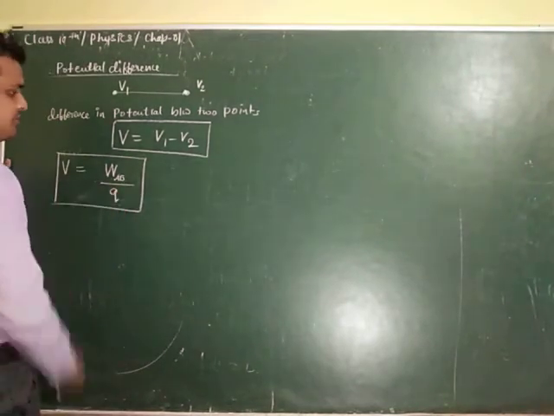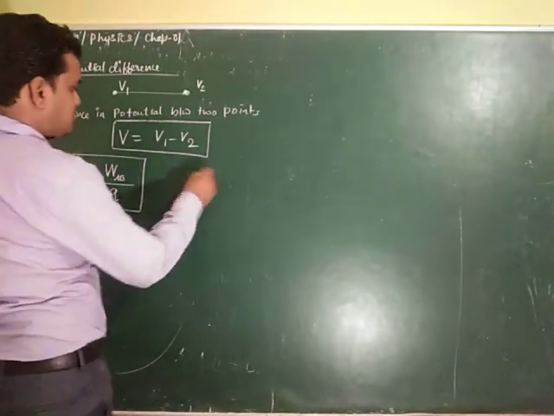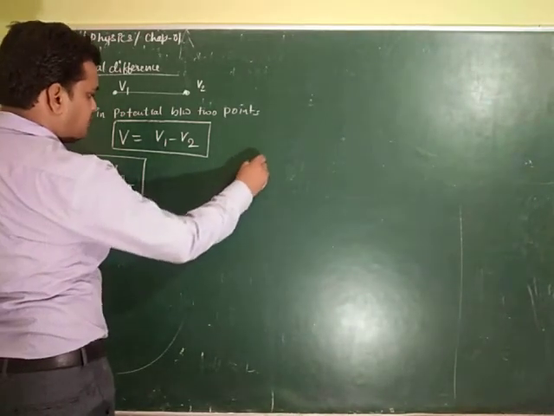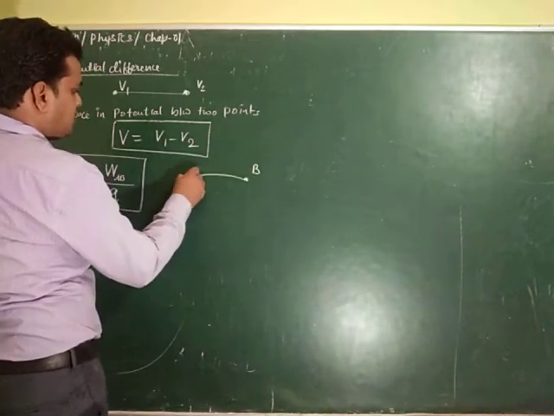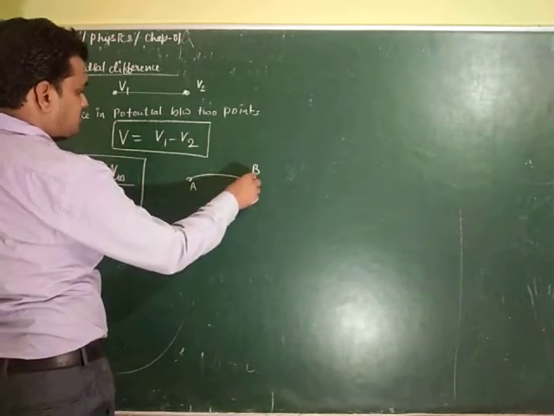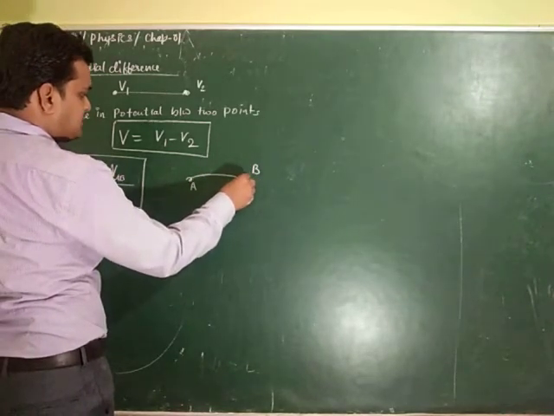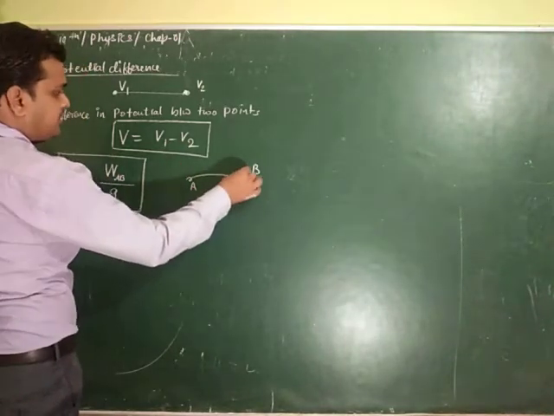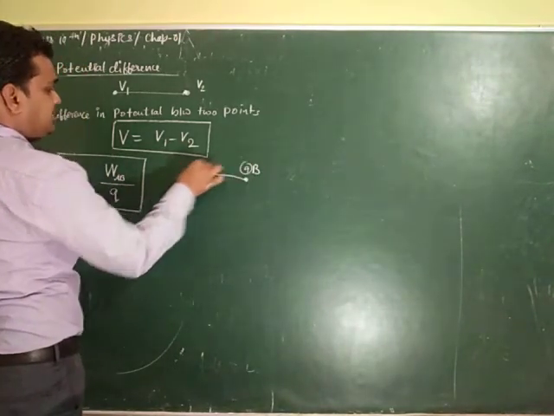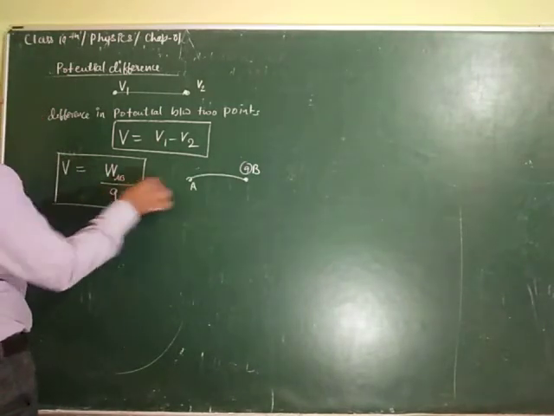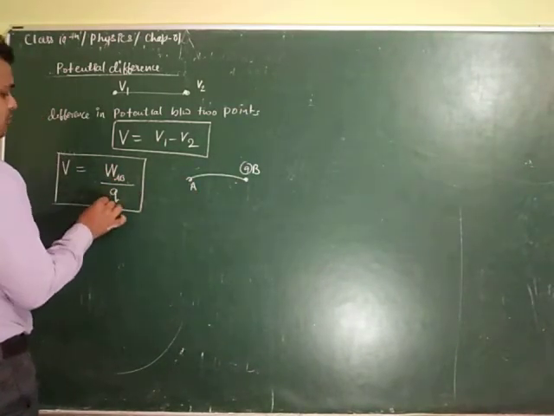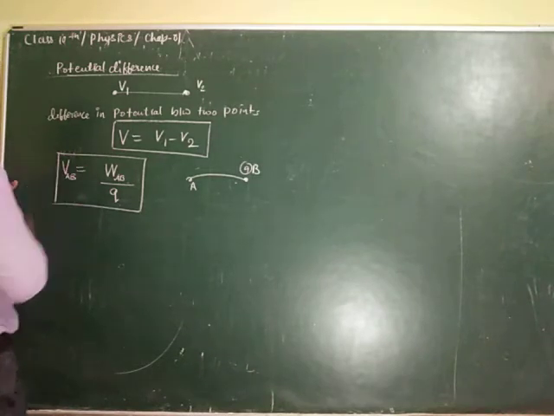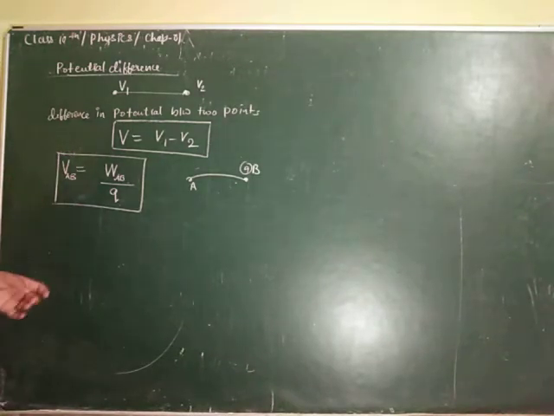So this is the definition. We have taken a charge from point B to another point A, and we have spent some work in bringing the charge from B to A. So this is the work done AB. The work done per unit charge is again the potential difference between A and B. This is the difference in potential.